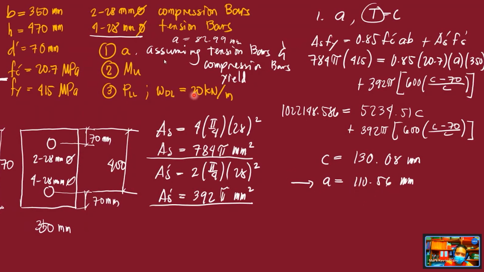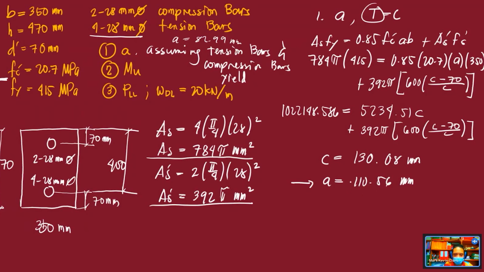Okay? So in solving for the value of mu, this is what we will use. Actually, this is what you should use because it is the instruction of the problem. But for the sake of discussion, we will use this one, because this is really what should be used. In this problem, we are to assume that tension bar and compression bar yield. So this is what we will use. Now, we are sure that the value of A is 110.56.